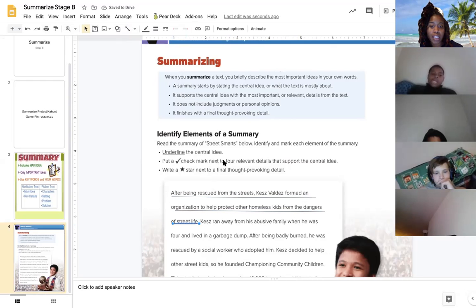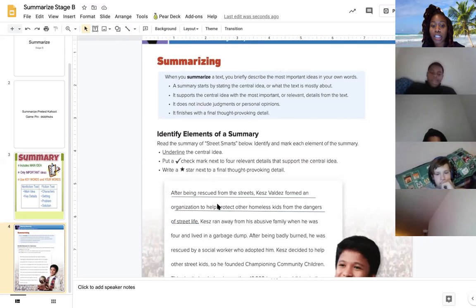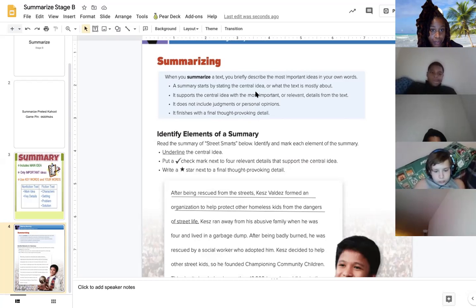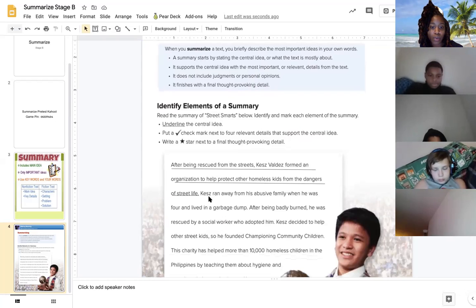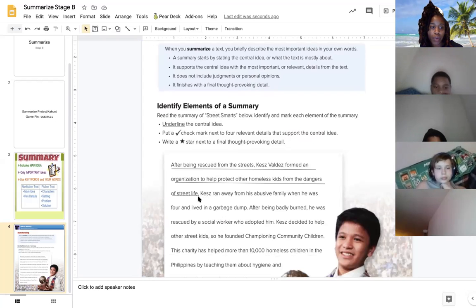Now we have to put a check mark next to 4 relevant details that support the central idea. So now we're going to look for details that tell us more about him being rescued and him starting an organization and him helping homeless kids. Okay, that's what details do. They tell us more, they describe, and they give evidence for why this statement is true. So, Quentin, can you read this first sentence? Well, the next sentence after what we just underlined.